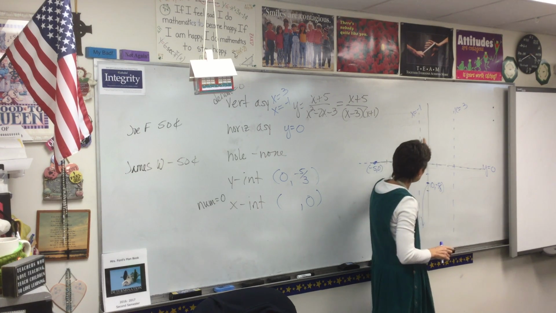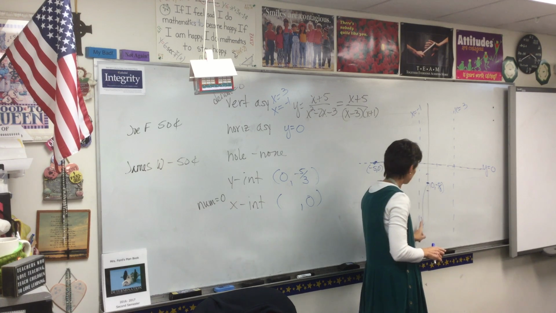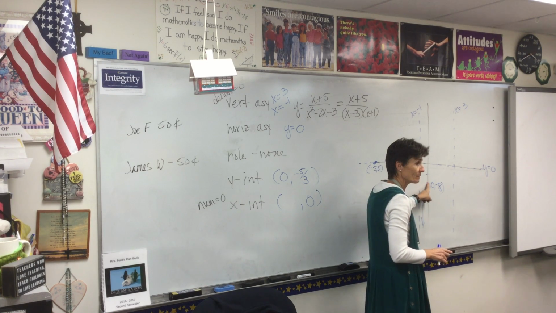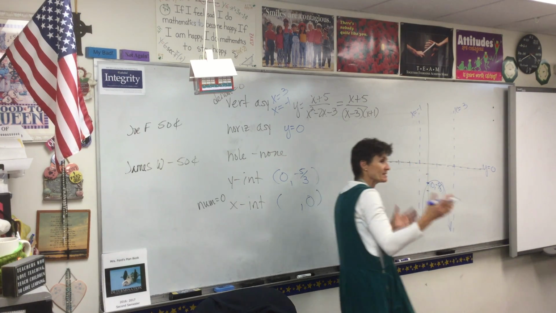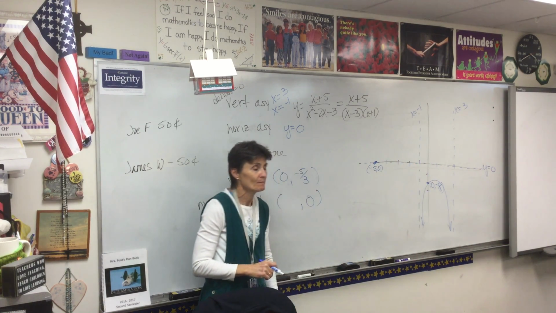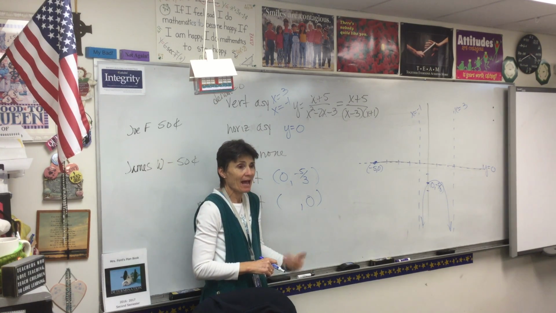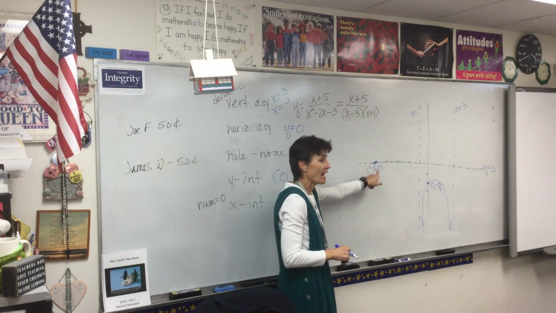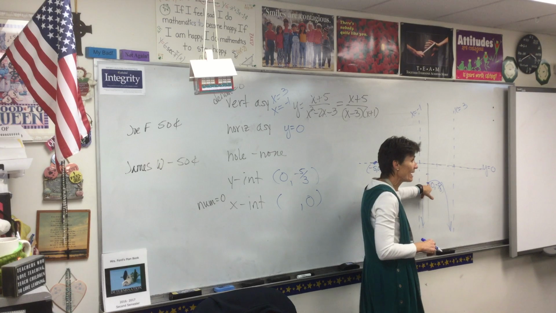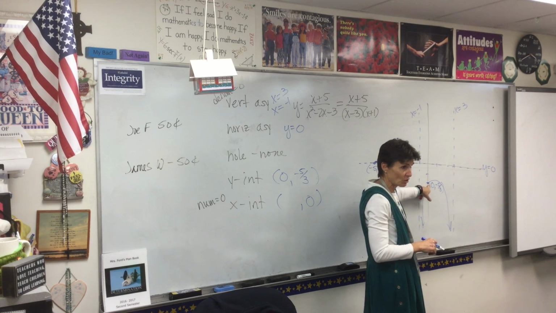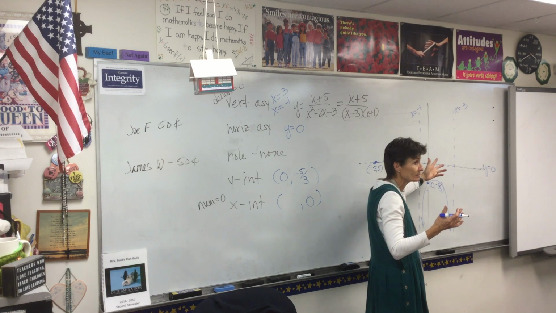Could it come in from the top? No, because it would cross, right? So it's got to come up from the bottom. It has to be a parabola, Max. It has to be some kind of a parabola. You cannot cross the x-axis except at the intercepts. You have a point down here that's part of the picture. You don't have any choice.